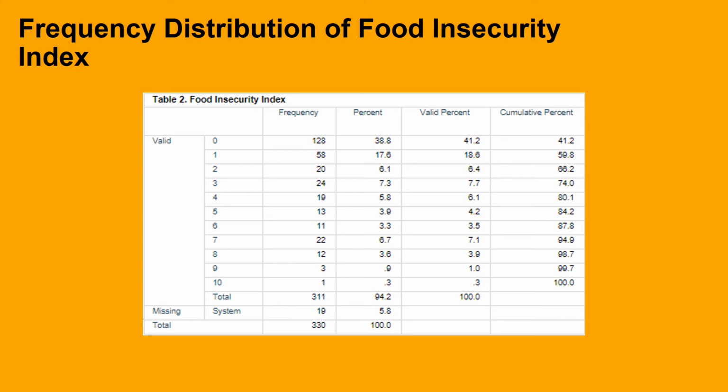From this data, 41.2% of students report high food security, 25.1% of students have marginal food security, 18% of students have low food security, and 15.7% of students have very low food security or very high food insecurity.